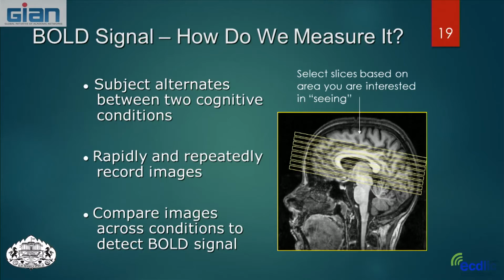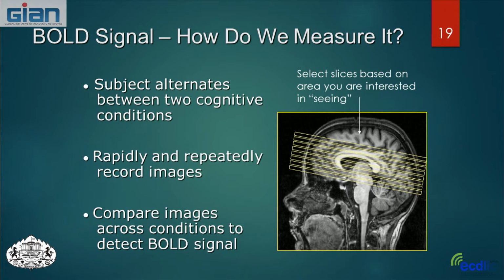Okay, so once we get the person in there, we have them alternate between two cognitive conditions. We're going to see this a little bit as we talk about some of the different tasks that we do in the MRI machine. A very basic example would be tap your finger versus don't tap your finger. In this example, we're going to use the finger tapping as our cognitive state, and we're going to use rest as our non-cognitive state, our relaxed state. So those are the two states we're going to use.